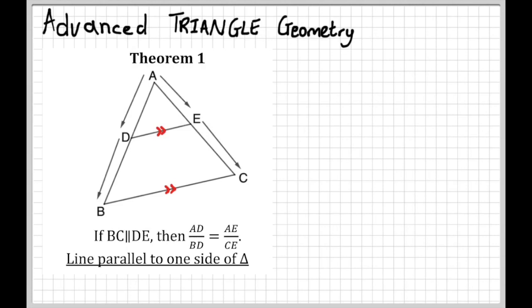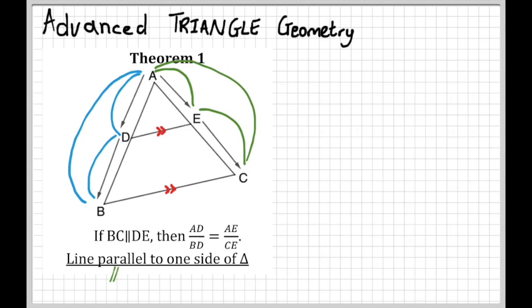Remember, you are allowed to abbreviate parallel with those two lines. So let's quickly have a look at what it means. AD and DB, as well as AB, their ratios on the left must be the same as they are going to be on the right. So that line DE is dividing the sides of the triangle proportionately.